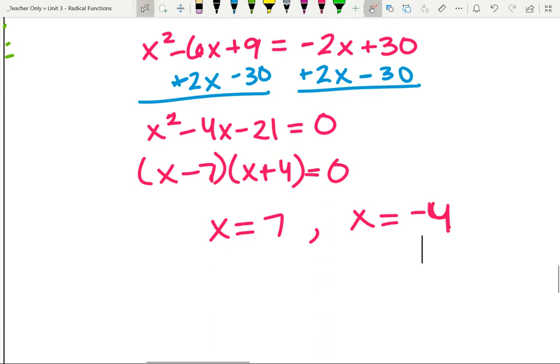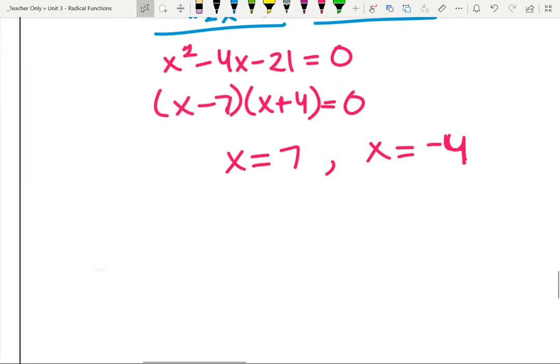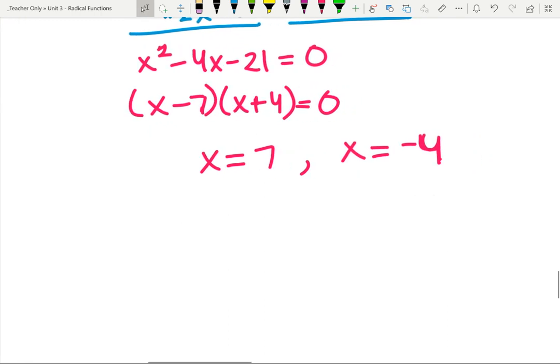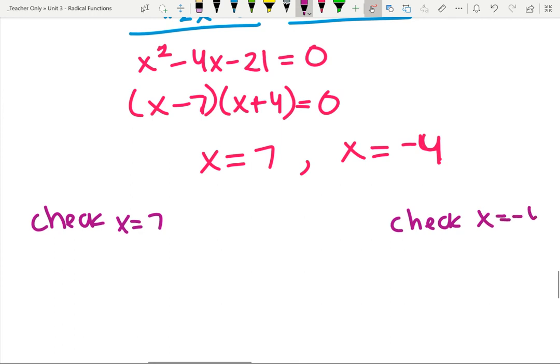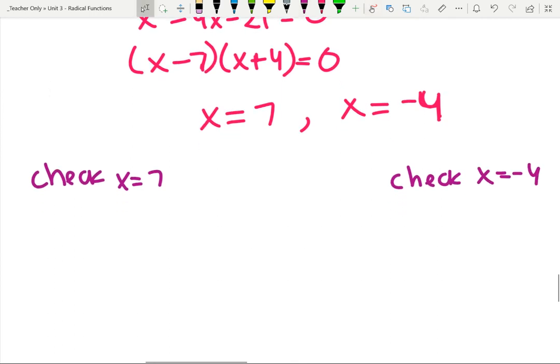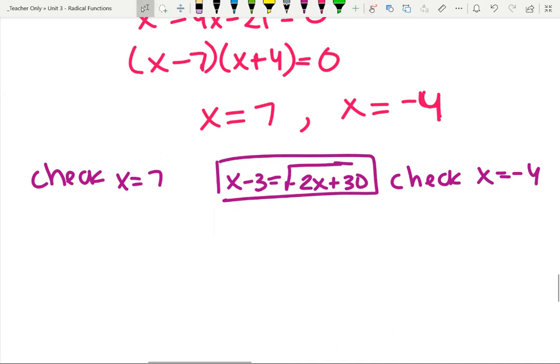So once again, we get two solutions to check here. That's not too surprising since we ended up with a quadratic, and we know that quadratics have two solutions. It just again means we have two things to check. So I'm going to check x equals 7, and I'm going to check x equals negative 4. Back in my original equation, which I'm just going to jot down really quickly for reference, x minus 3 is equal to the square root of negative 2x plus 30. So just a little reminder of what that original was.